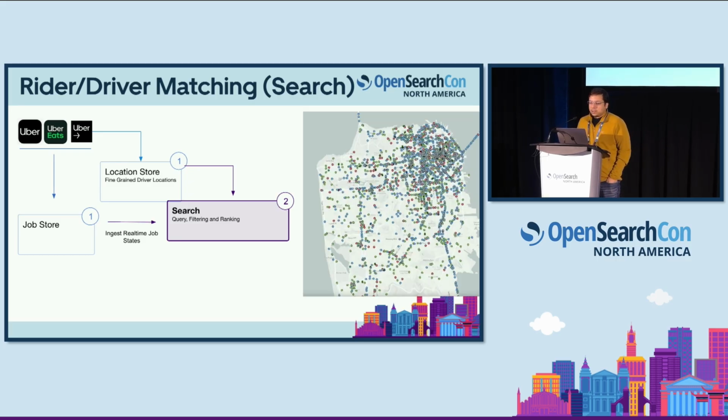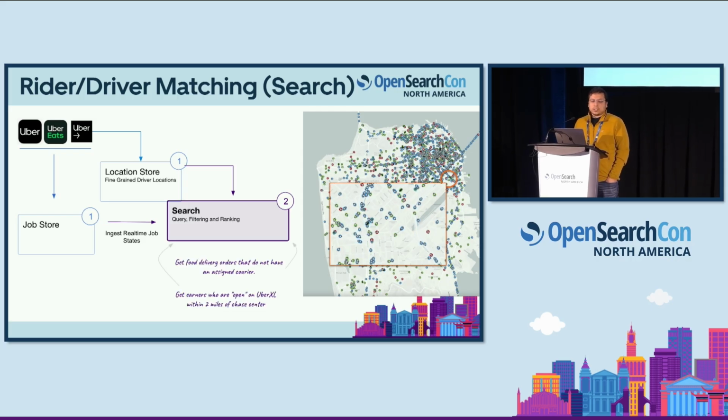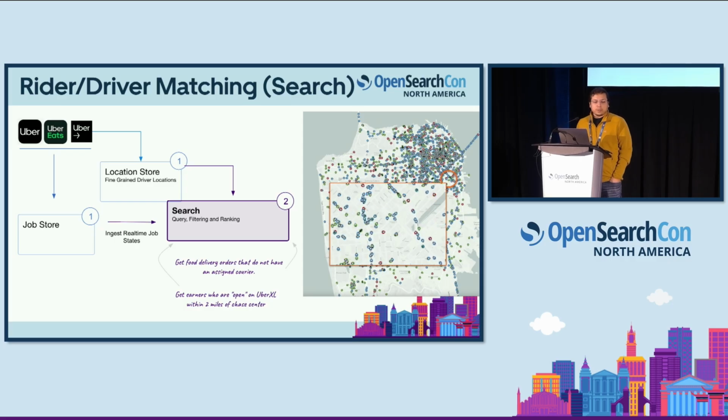As an example, let's say you are in San Francisco and you are near the Chase Center, you can write a very rich set of queries like get me earners, get me drivers who are open for getting an Uber XL within 2 miles of that location. You can also write more complex queries like get me food delivery orders that do not have any assigned courier at the moment so that we can find somebody.